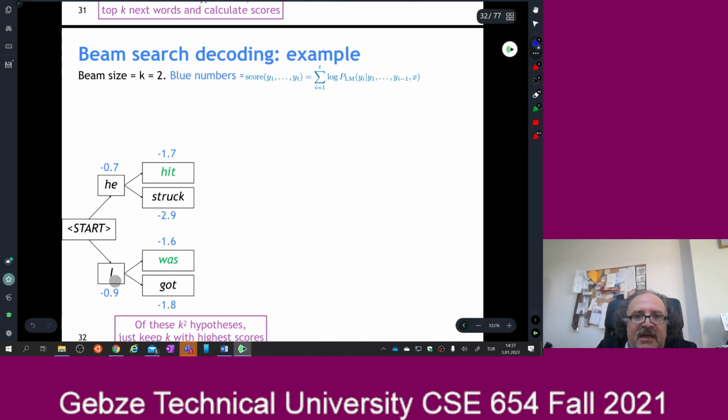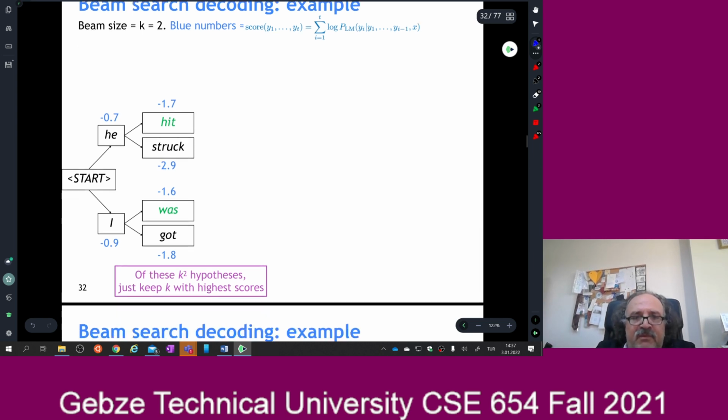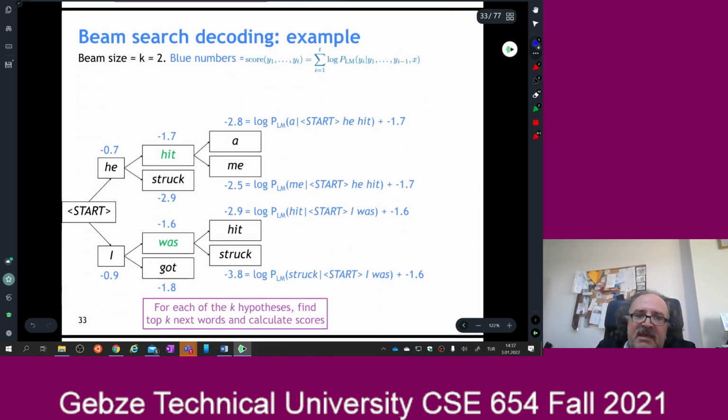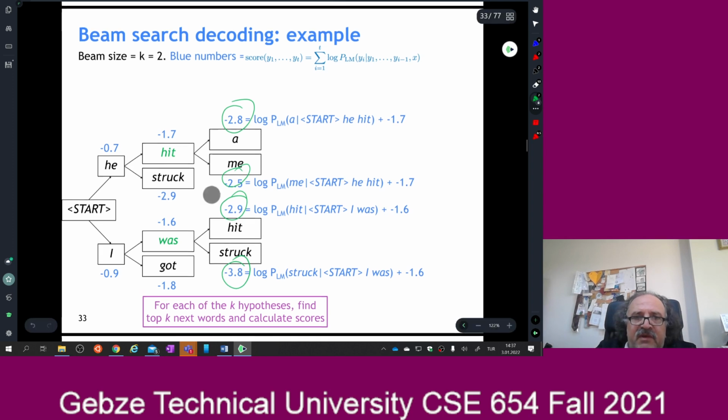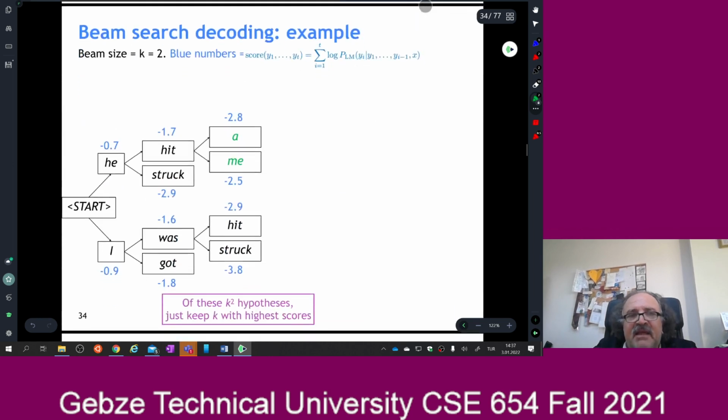So "he hit" and "I was" are the 2 possibilities that I'm going to pursue. Again, for K=2, I will get 2 of them here, 2 of them there, and "A", "me", "hit" and "struck", and calculate all of them, and these are my numbers, 28, 25, 29. Okay, so which ones are good? 25 and 28. So I will discard this part and I will keep going there. So "he hit me" or "he hit A", and it goes that way.